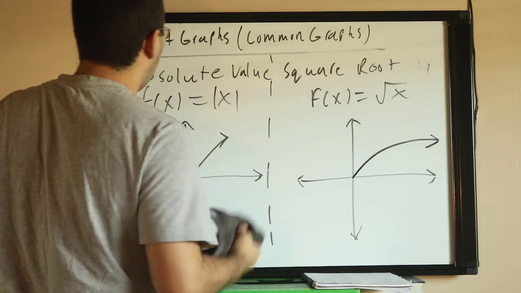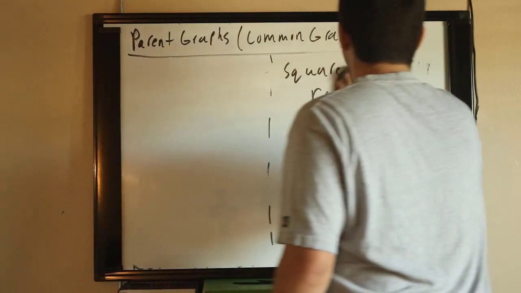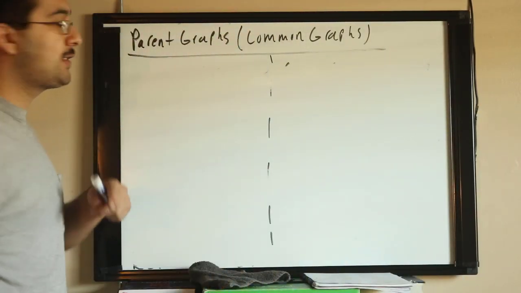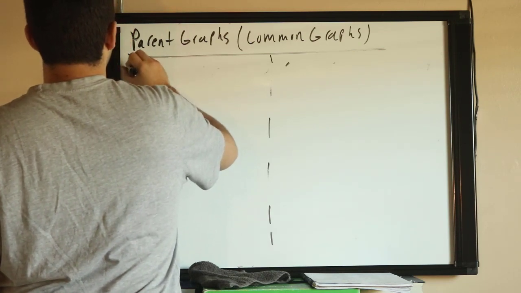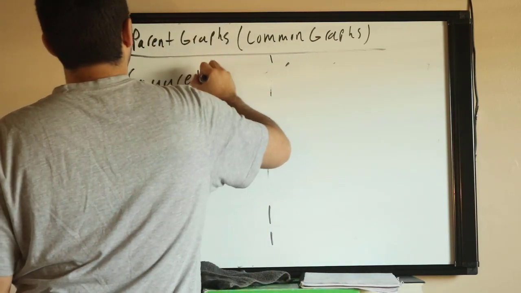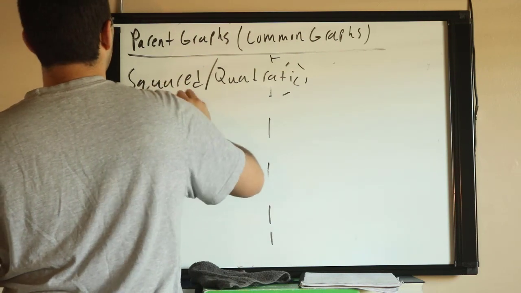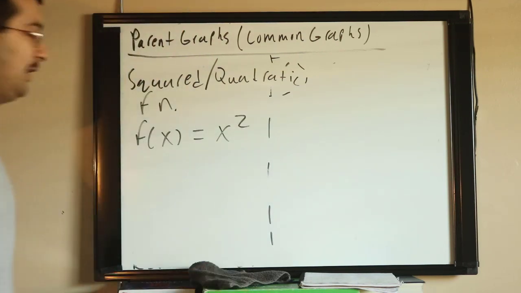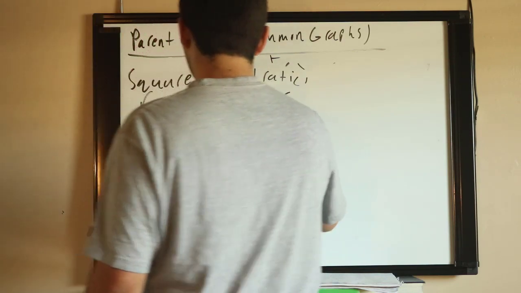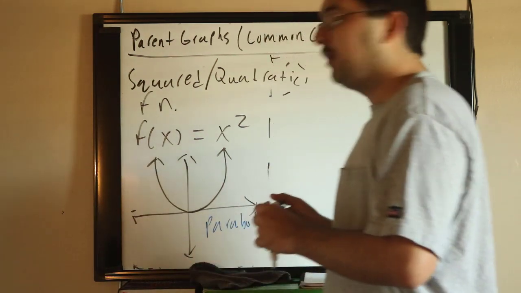Alright, so we have two more I want to introduce. The last two I want to introduce are these. It is the squared, or quadratic, function. So f of x equals x squared, and that looks like this. It is a U, right? For those of you who don't know, we call this shape a parabola.